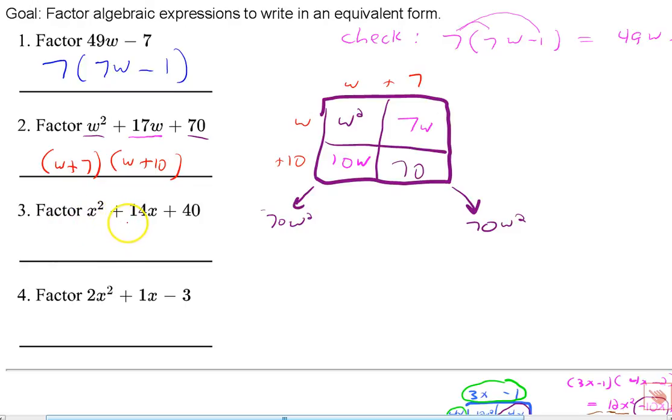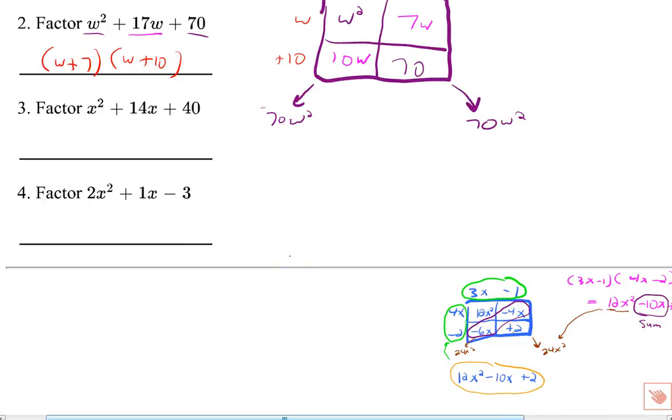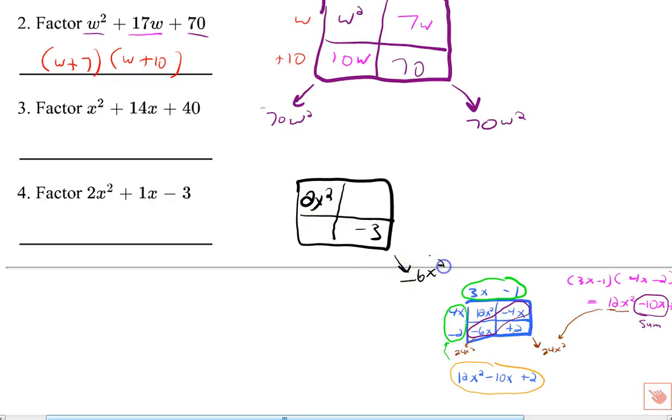Number 3 is the same. So let's do number 4, and then we'll call it done. Go back. Start at the beginning here. My first term, 2x squared, goes in the first box, and minus 3 goes in the last box. And that has a product of negative 6x squared. So whatever those two blanks are, they're also negative 6x squared.